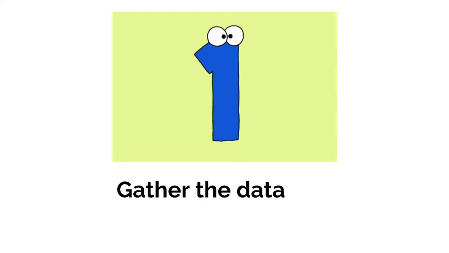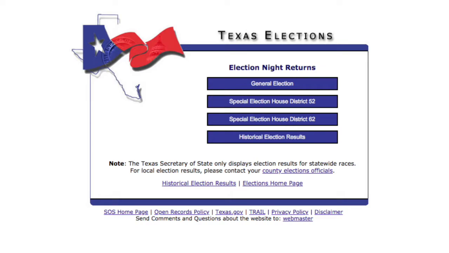And the first step is you have to gather the data, right? You can't do anything related to a data story until you actually get the data. So there are several different ways to do this. Sometimes you just go and simply read the data.